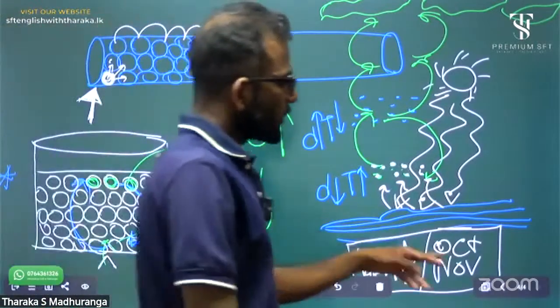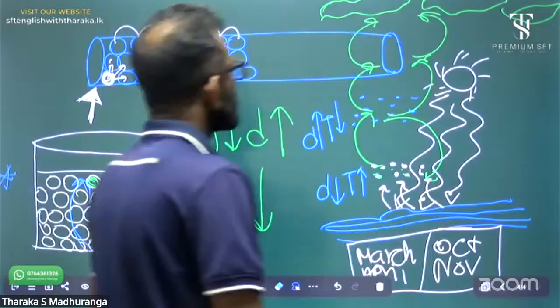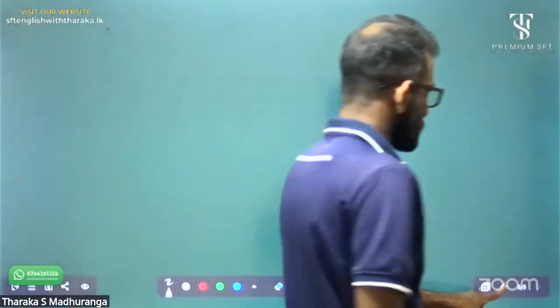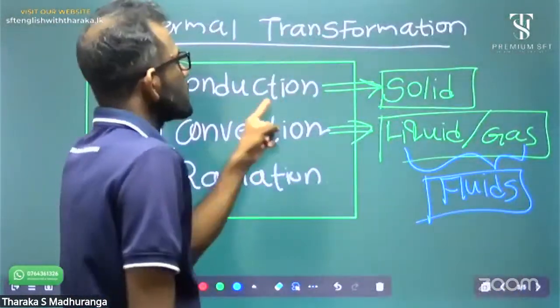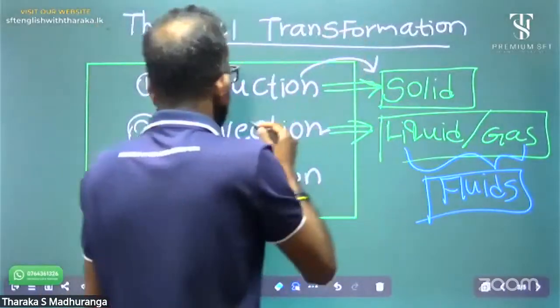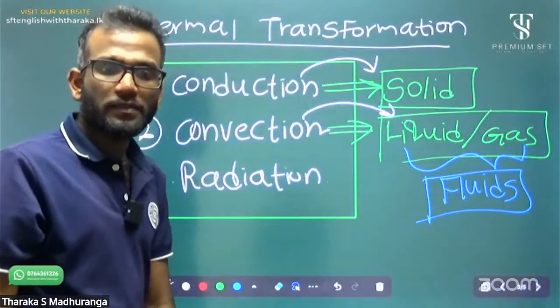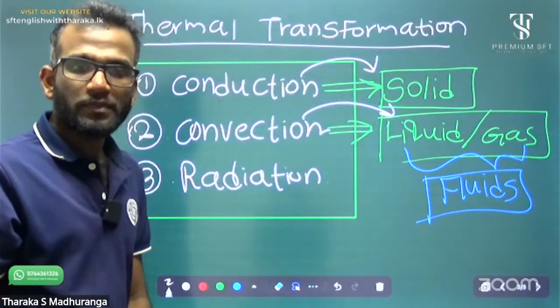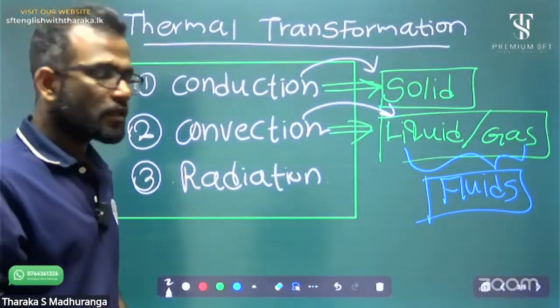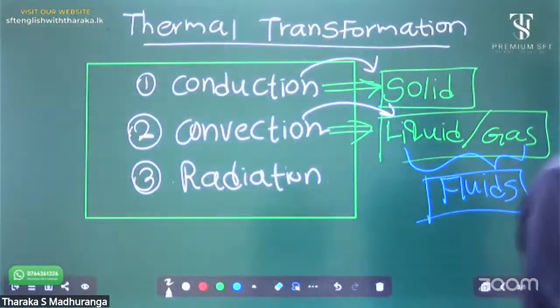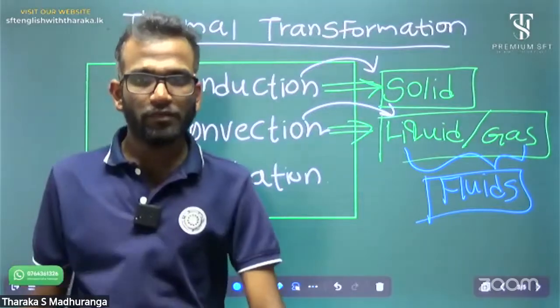That's conduction and convection. Okay, the final one. What is the final thermal transformation method? Radiation. I told you conduction is through solid objects, solid material, and convection is through liquid and gas material. Then radiation. What's the medium for radiation, Tanya?